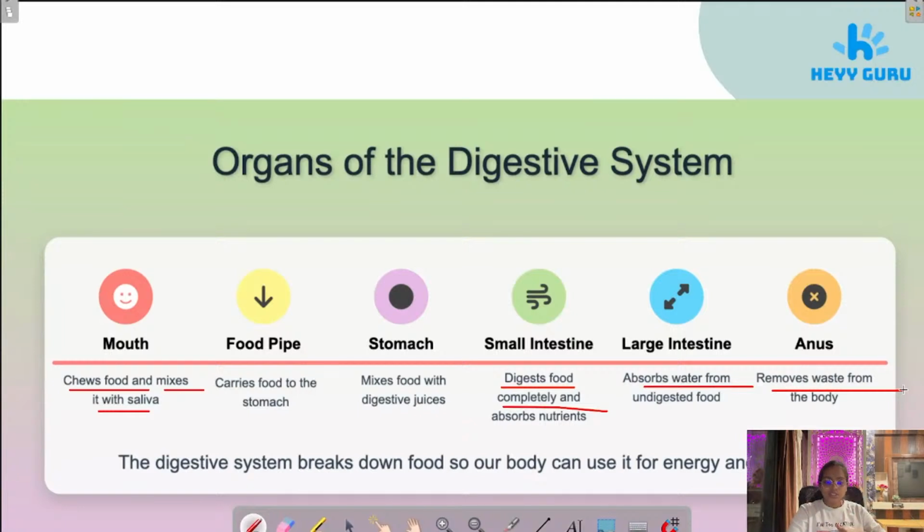Understood? Yes or no? Esophagus, yes, the food pipe is called the esophagus. Understood? Yes or no? Yes. So these are all the organs which are helpful for the digestive system.